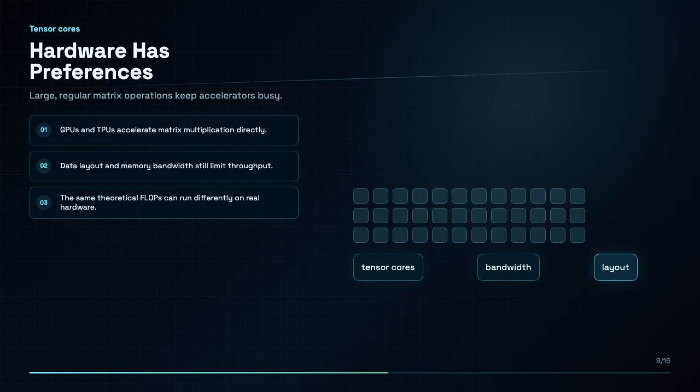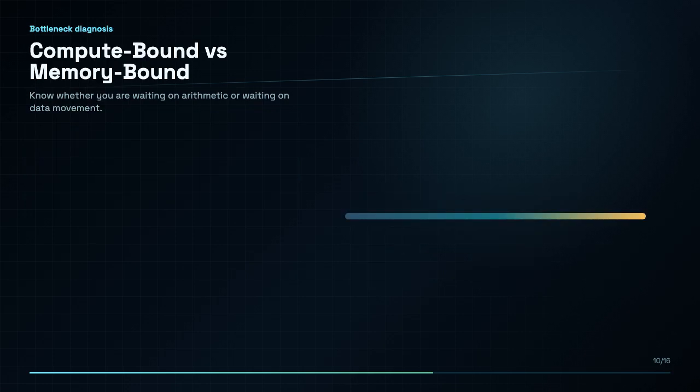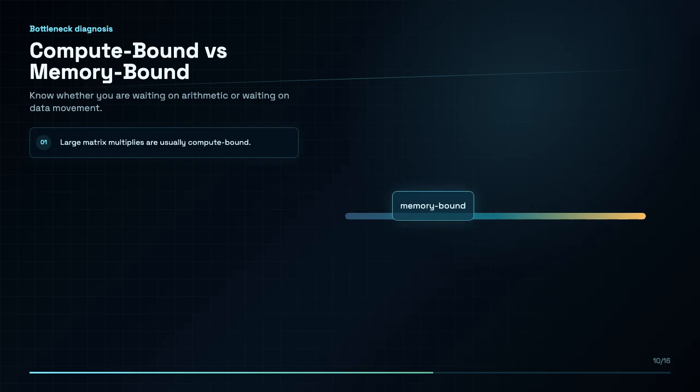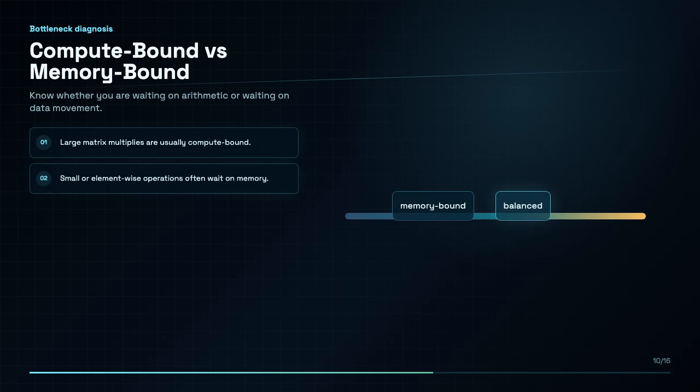An operation is memory-bound if the bottleneck is the speed of moving data between memory and processors. Small matrix multiplications, or operations like element-wise addition, are often memory-bound. The hardware sits idle waiting for data. Understanding whether an operation is compute-bound or memory-bound tells you where to optimize.